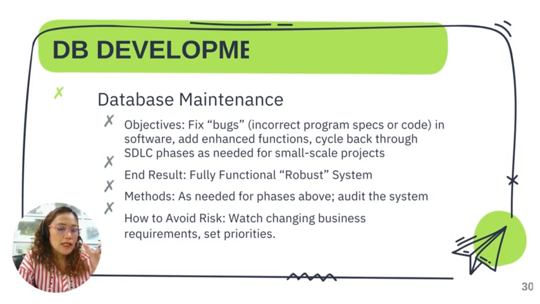When you say robust, it means a system that will give you correct output and that has fewer, if not no errors at all. So the method needed for this phase is audit. For example, for the functionality of the order system, what is the bug that happened, and when did it occur? You also have to replicate it. What did the user do? You replicate it. If you can replicate it, then you need to fix those bugs. You trace which table is involved and which transaction is involved so that you can fix it. And also you have here how to avoid risk. That is, watch changing business requirements and set priorities.